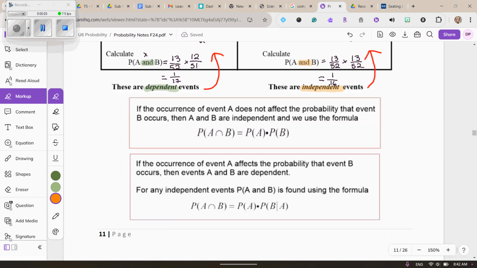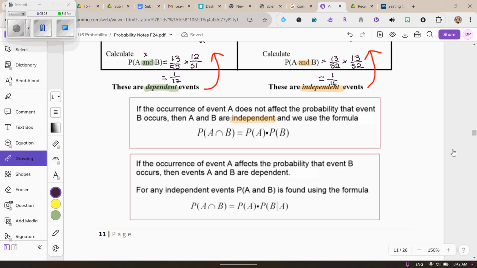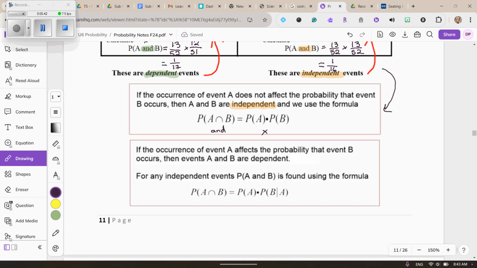So we have formulas for this. My formula for dependent events and independent events. If the occurrence of A does not affect the probability that event B occurs, then A and B are independent events. Let me draw an arrow here. That's this situation, situation 2. Notice our set theory notation: the probability of A and B, and then we multiply our probability of A times the probability of B. So for both of these formulas, we end up multiplying.